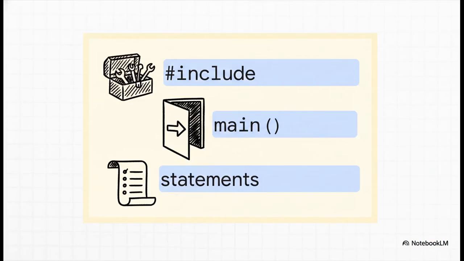Okay, so what you're looking at here is basically the DNA of any C program. First up, you have that #include line. That's kind of like bringing your toolkit to the job site. It gives you access to a bunch of pre-built functions. Then you have the main function. That's the front door. Every single C program starts its execution right there. And finally, the statements inside those curly braces, well, those are the actual instructions, the steps in our blueprint.